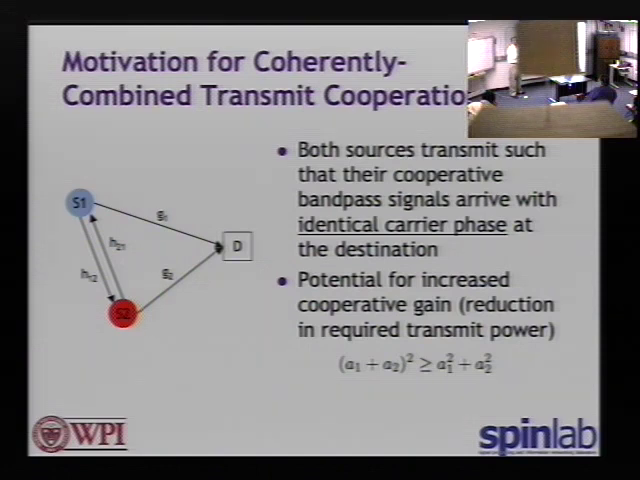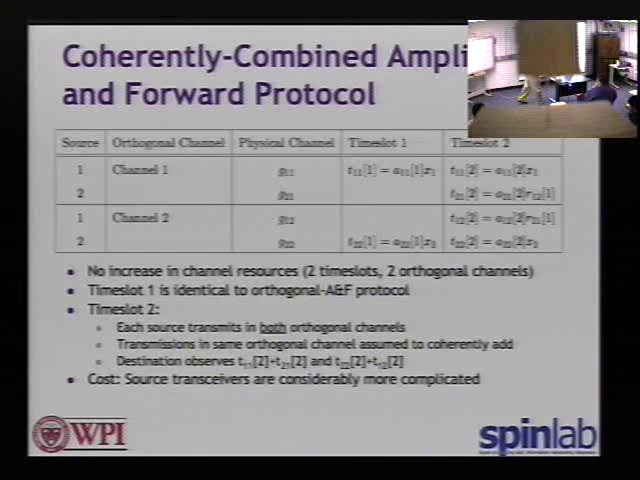So this is like an antenna array, right? Even if the sources are far apart, you want them transmitting in a way that their bandpass signals arrive with identical carrier phase. And so you can have a lot of gain in this type of system. You can have a big reduction in the required transmit power because the amplitudes add before they square rather than squaring before they add, right? So even in a two-node case, there's a potential for a lot of gain in the system. Okay?